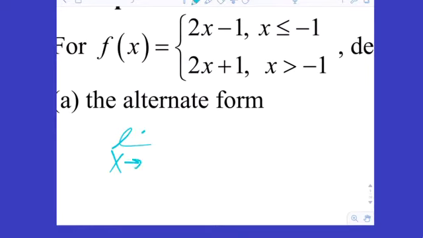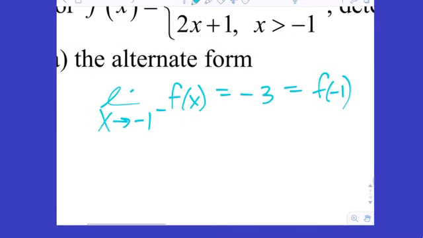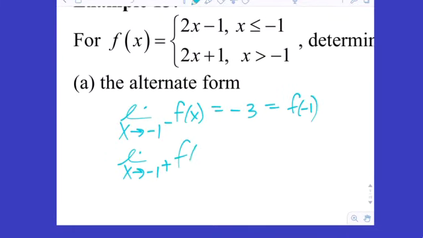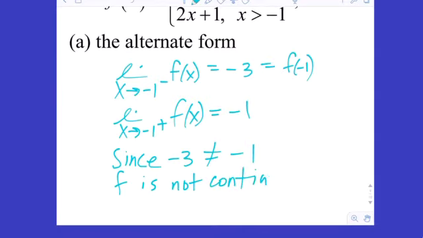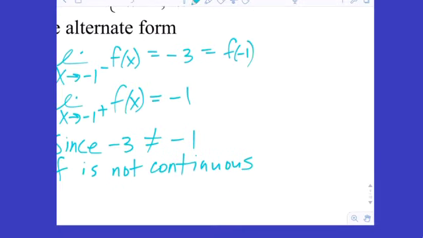What's the limit as x goes to -1 from the left of f? -3, yep. And that happens to also be f of -1, right? Because it's less than or equal to. What would be the limit as x goes to -1 from the right-hand side of f? -1. Okay? So here's what you say. Since -3 does not equal -1, f is not what? Can we go straight to that, though? No. You have to kind of string along the arguments. Yeah. f is not continuous at x equals -1.